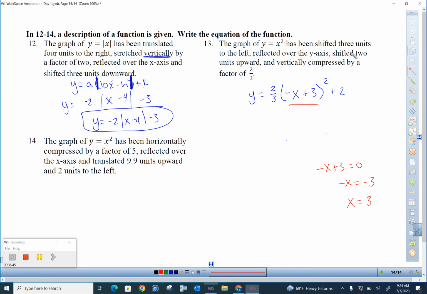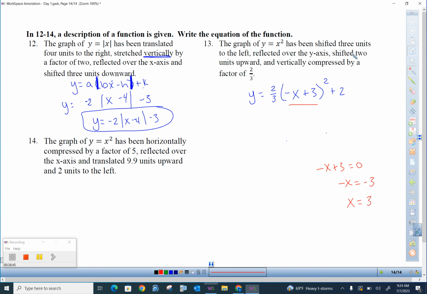It says horizontally compressed by a factor of 5, reflected over the x-axis, translated 9 units upward and 2 units to the left. So starting out, again, we're just talking about how our grouping symbols changed. In this case, we're going to have a squared show up, and we're filling in stuff. So horizontally compressed by a factor of 5 would have a 5 right here. Go ahead and put my x down. Reflected over the x-axis is going to have a negative out front. Translated 9 units upward, that's a plus 9. And then it says 2 units to the left. So if I want to go left, I need a plus 2.